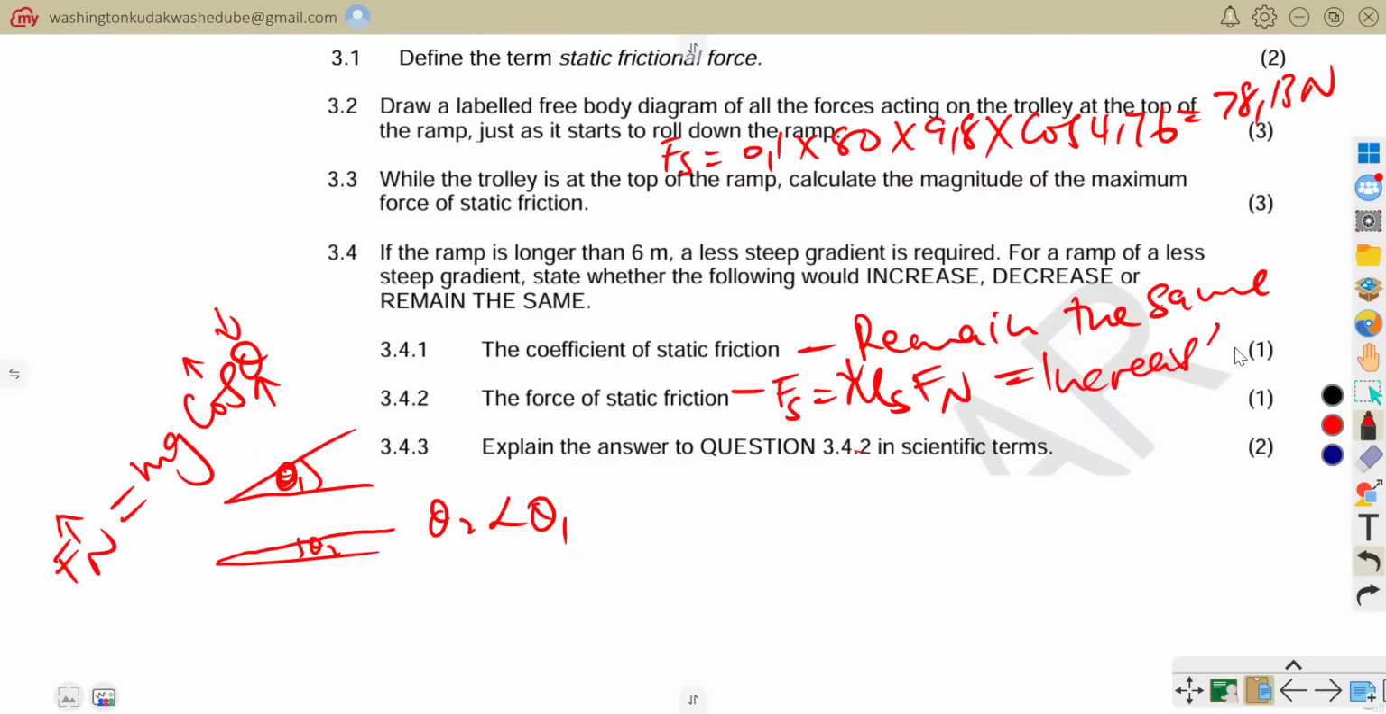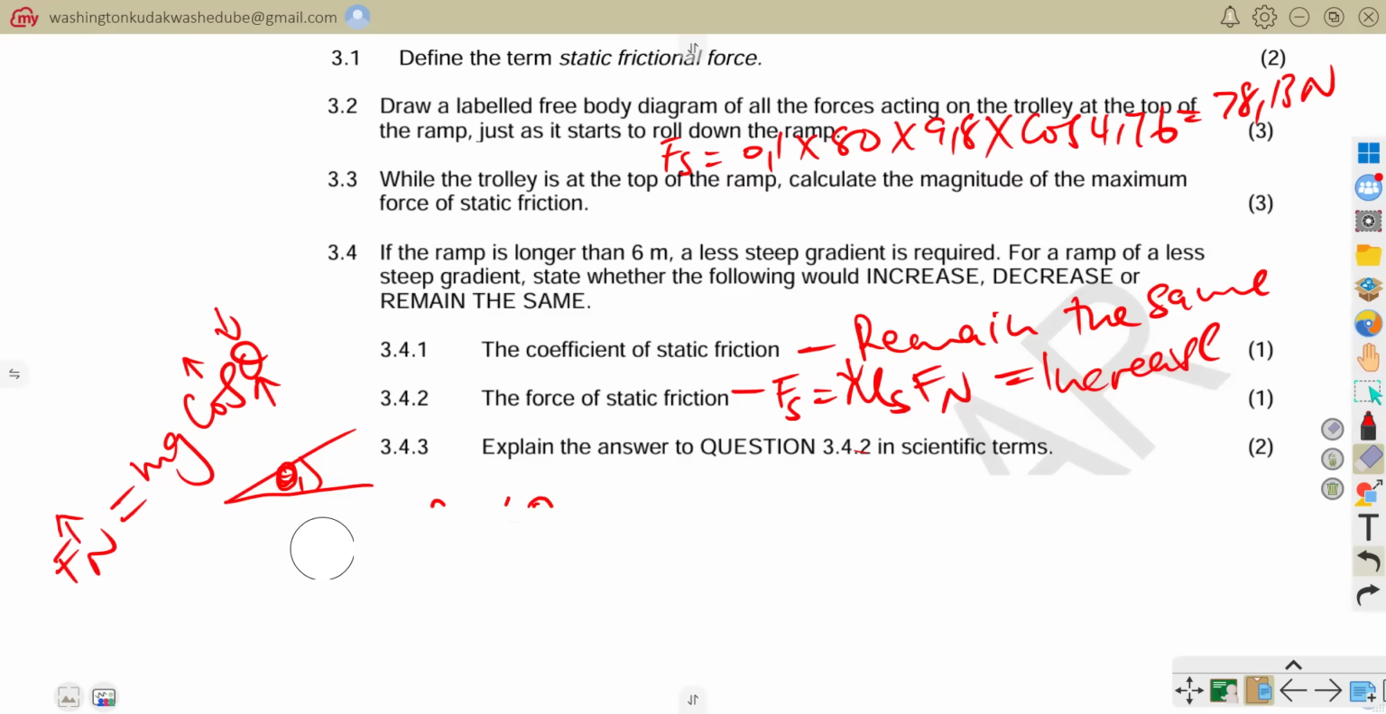It's also going to increase, because they say that if the ramp is longer than 6 meters, a less steep gradient is required. So it means that the angle there is going to be smaller. Now they're saying explain the answer to question 3.42 in scientific terms.